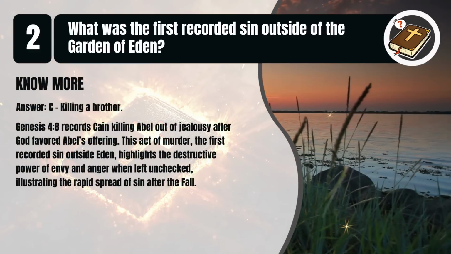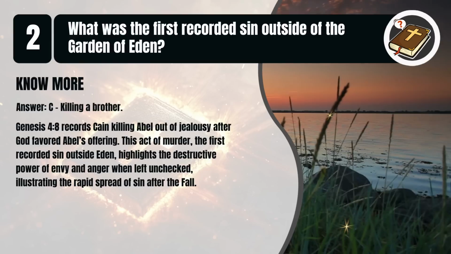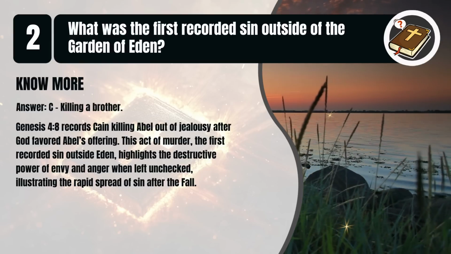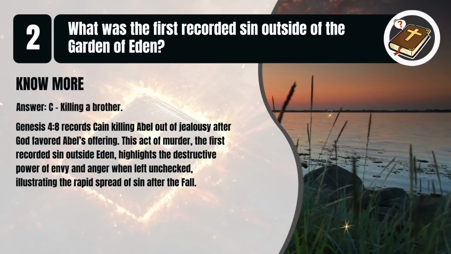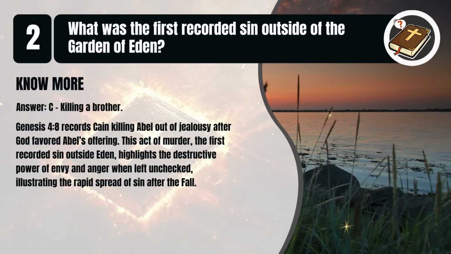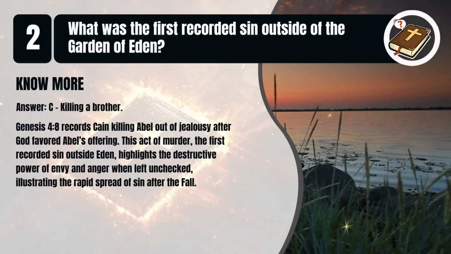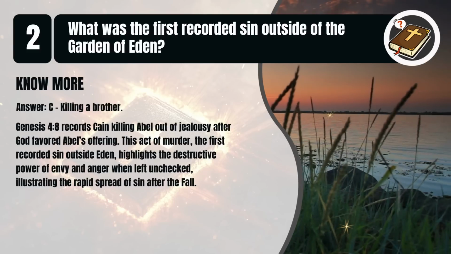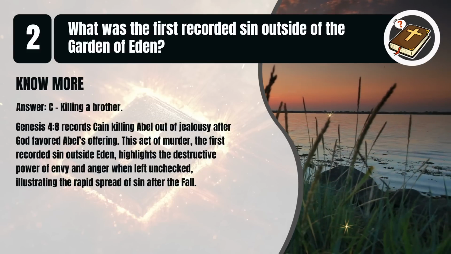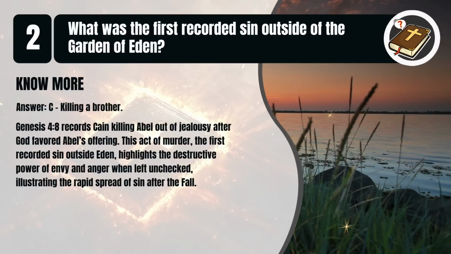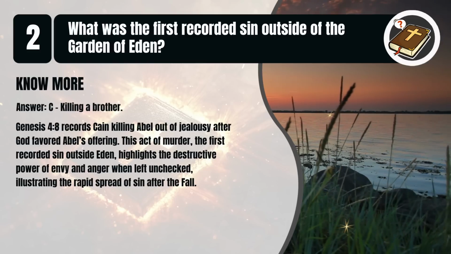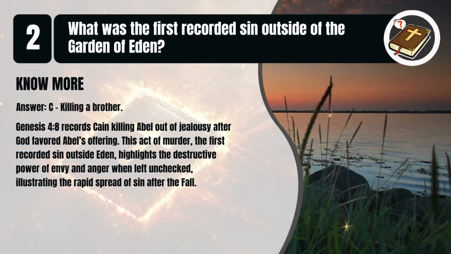That's C. Killing a brother. Genesis chapter 4, verse 8 records Cain killing Abel out of jealousy after God favored Abel's offering. This act of murder, the first recorded sin outside Eden, highlights the destructive power of envy and anger when left unchecked, illustrating the rapid spread of sin after the fall.